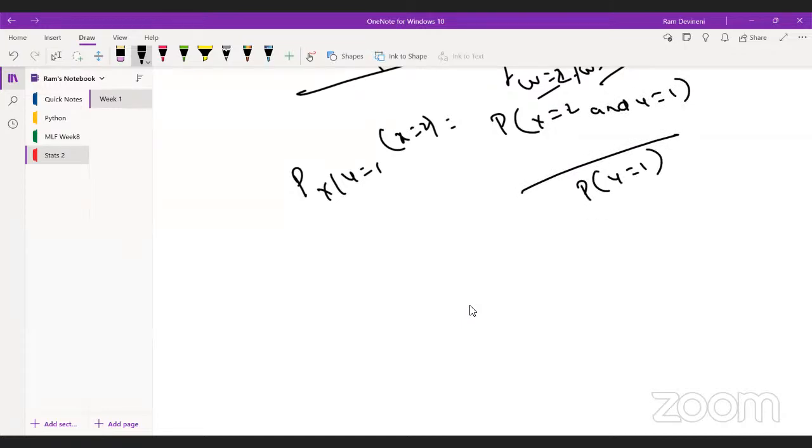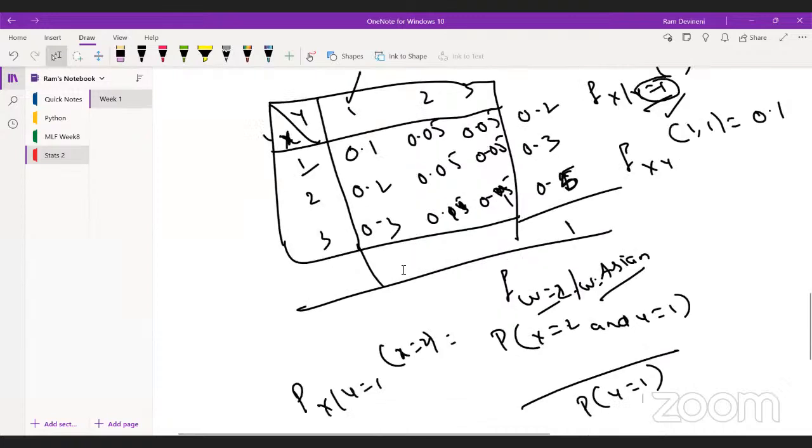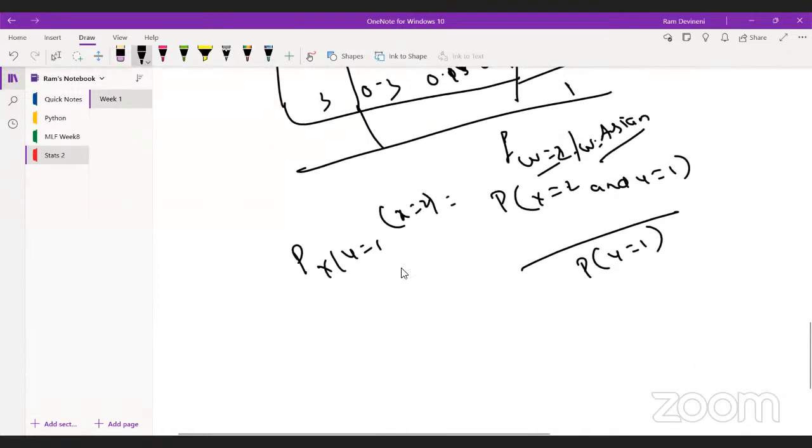So it's basically x equals 2 and y equals 1, divided by probability of y equals 1, because this is our condition. In our particular case, first let's look at the denominator because we already looked at the numerator part. This probability part, we could do it the number of possible cases way also. So what is the probability that y equals 1 will happen?